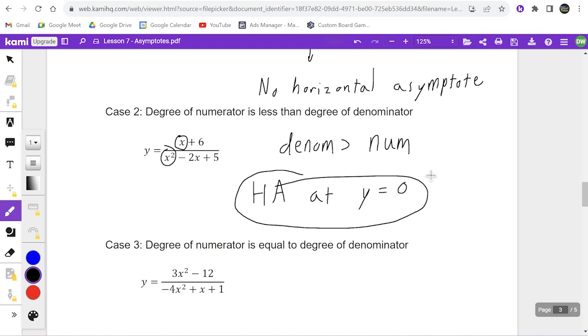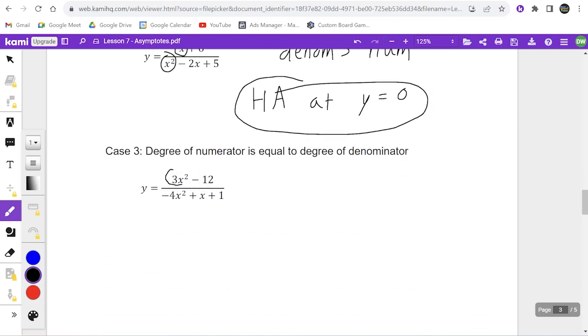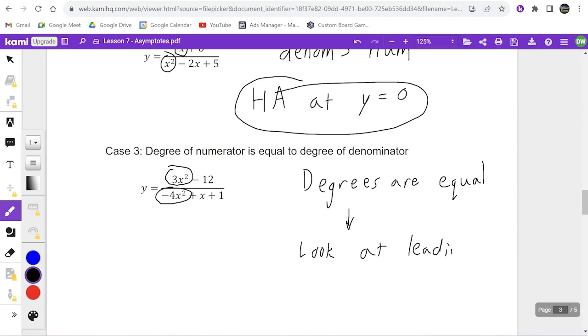And then the third and final case, of course, would be if the degrees are equal, as you can see here. So if the degrees are equal, this is the worst case scenario. It's not that bad. It's pretty easy, actually. But this is the hardest case. All you need to do is look at leading coefficients. Look at leading coefficients. What does that mean?